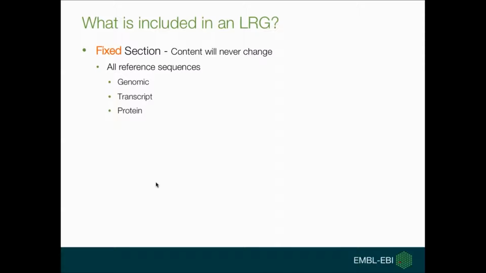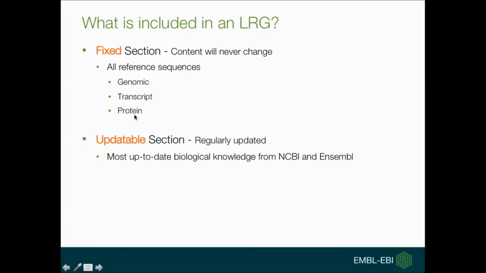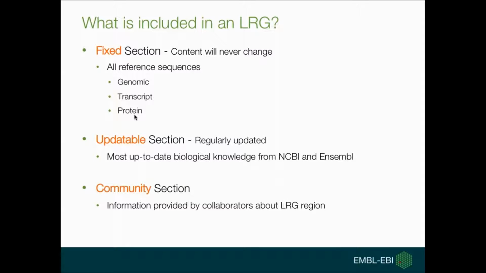It includes genomic DNA, it includes transcript or transcripts in case when more than one is needed, and the corresponding protein or proteins. The second section, the updatable section, again, its name implies that this section is regularly updated, and the purpose is to include the most up-to-date biological knowledge from both NCBI and Ensembl. Finally, there's the community section, and this section includes information provided by the collaborators about that particular LRG region.